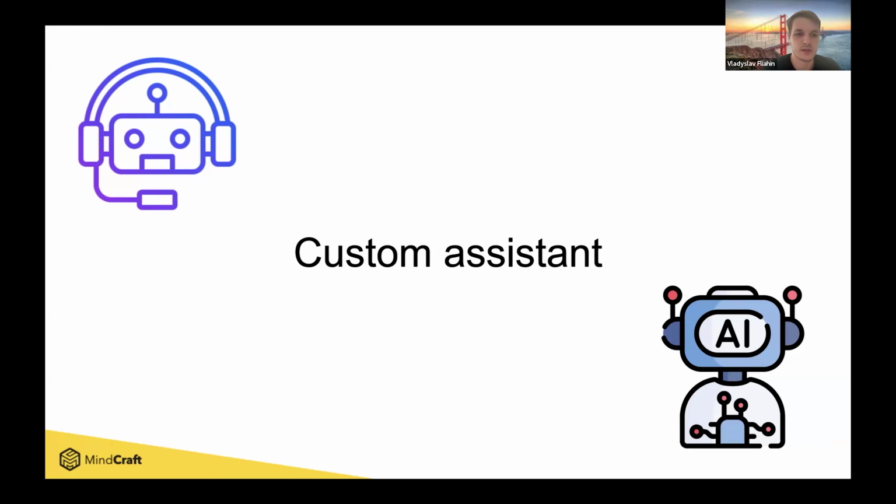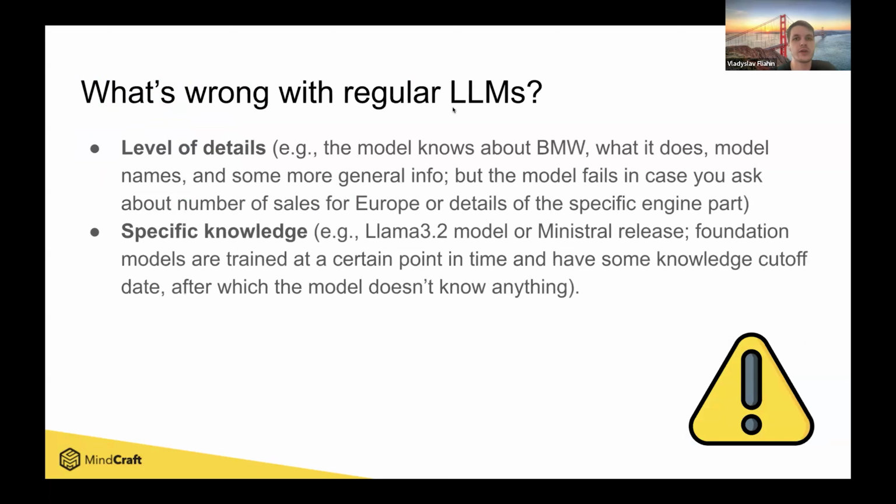Nowadays we have custom assistants, and it's actually a perfect time to be alive. But what's wrong with regular LLMs? One of the issues is level of details. For example, the model knows about BMW, what it does, model names, and some more general information. But the model fails in case you ask about number of sales per year or details of a specific engine part. And the second one is actually specific knowledge.